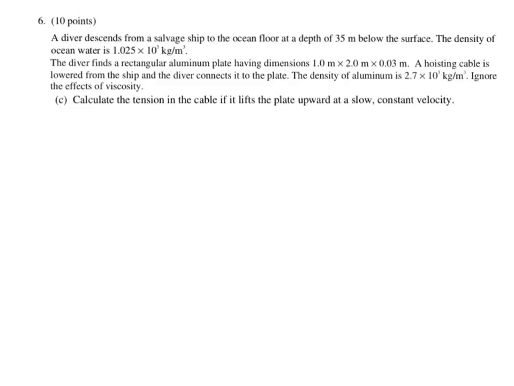Okay, so now we have some new information. The diver finds a rectangular aluminum plate having dimensions 1 by 2 by 0.03 meters. A hoisting cable is lowered from the ship, and the diver connects it to the plate. The density of aluminum is 2.7 times 10 cubed kilograms per meter cubed. Ignore the effects of viscosity. Part C, calculate the tension in the cable if it lifts the plate upward at a slow constant velocity.